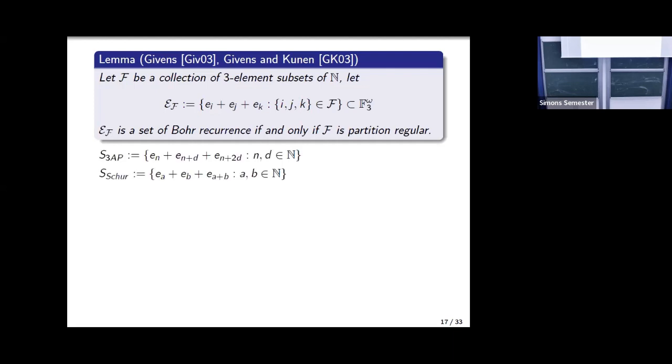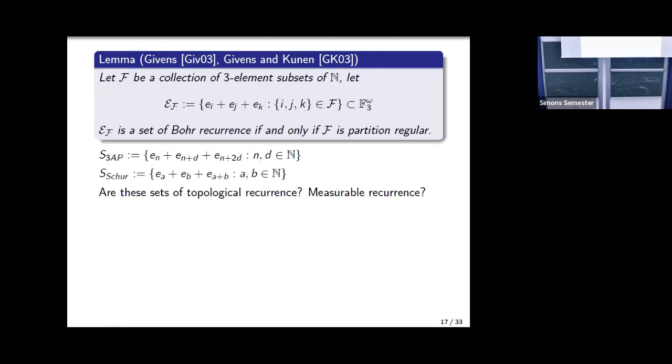Anyway, so of course you can look at this set S sub 3AP, right? Just all the things with ones appearing evenly spaced in F3 omega. Or you can look at the corresponding configurations for Schur triples. And this S sub 3AP is a set of Bohr recurrence in F3 omega. Is it a set of topological recurrence? If not, that answers Katznelson's problem in F3 omega.